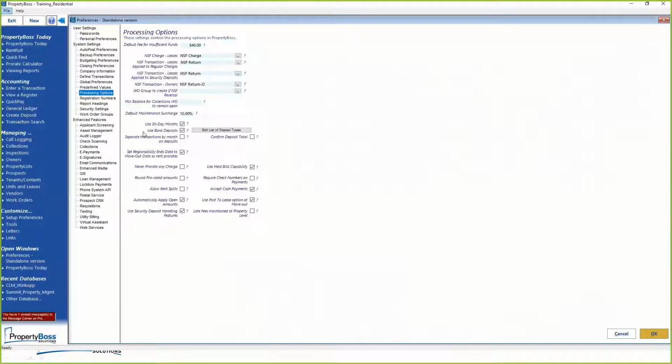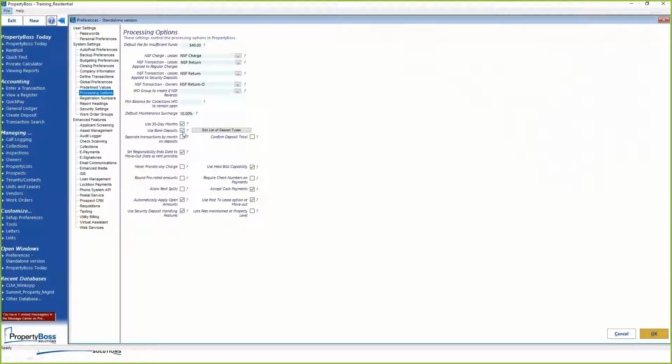So if you'll see here, the way I have this particular database set up, and there are multiple ways you can set it up, but I opted here to use 30-day months for my prorating strategy, which means I'm assuming that every month is worth 30 days, whether it has 28 days or 31 days. If you uncheck this, it will take the accurate days in a month and calculate that way.